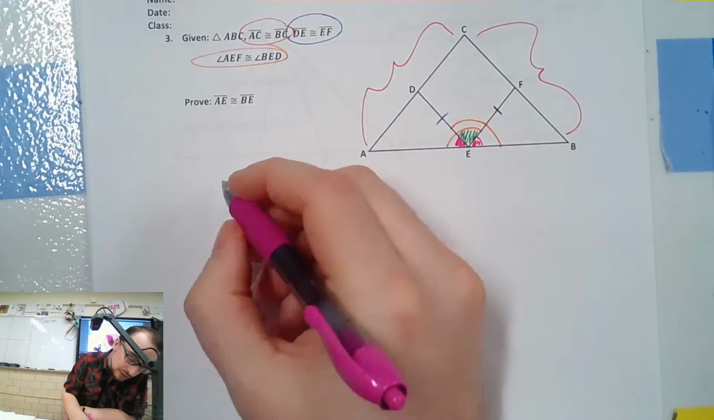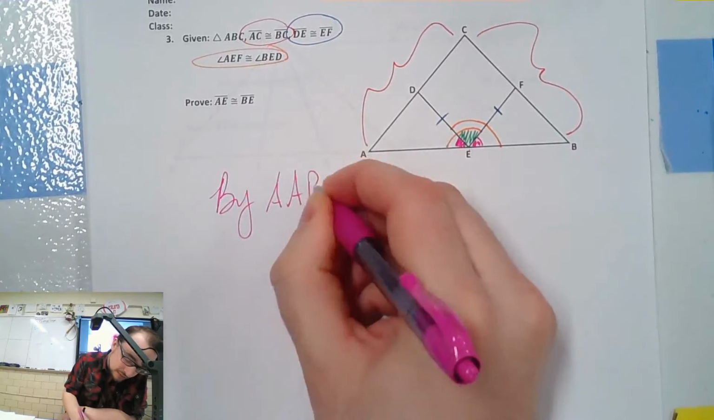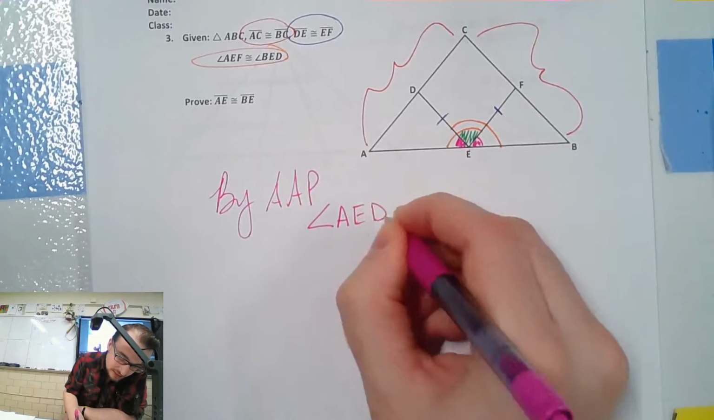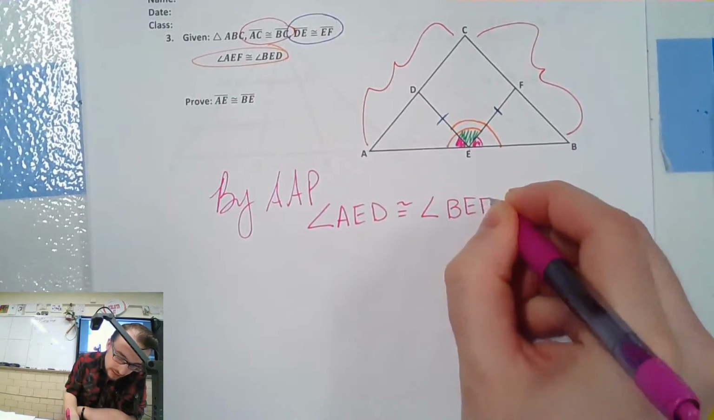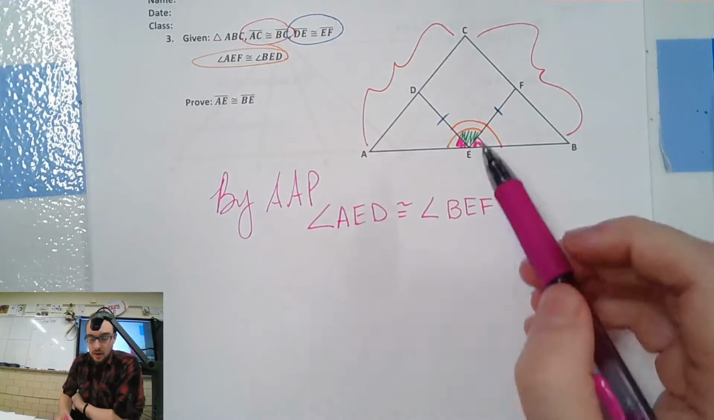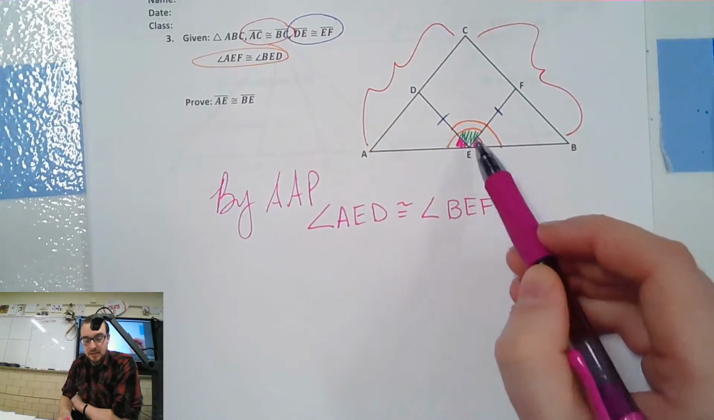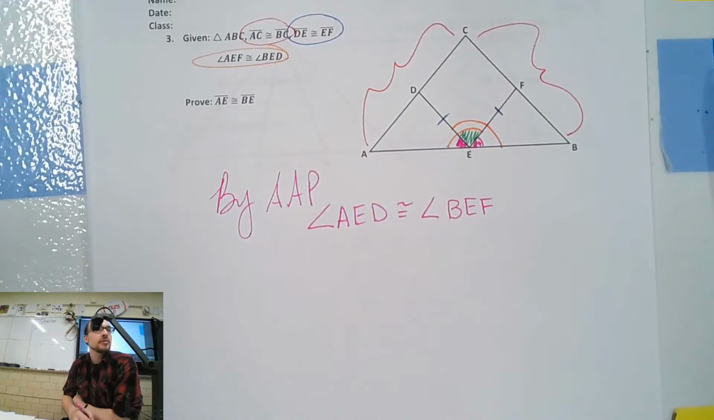And that's by angle addition postulate. So by angle addition postulate, angle AED is congruent to angle BEF. Let me walk you through that again. Orange minus green gets us this angle. Orange minus green gets us this angle. Well, if orange minus green gets us both angles, then they're the same angle, right?